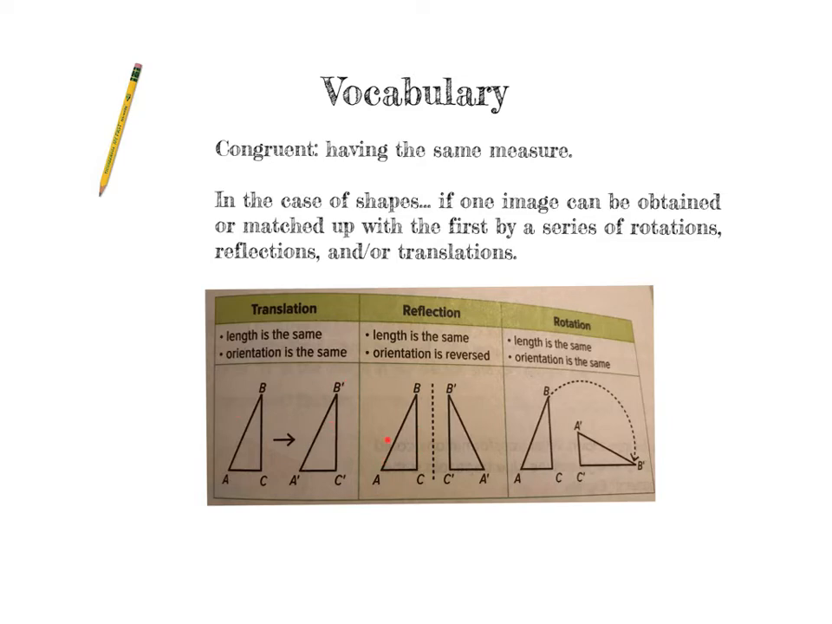Same thing here with the reflection. I can take this shape ABC, the pre-image, and if I flip it over the line onto this shape, all the lines and angles are going to match up perfectly. Again, same thing with our rotations. So we can use our transformations from last unit to help us determine congruence.